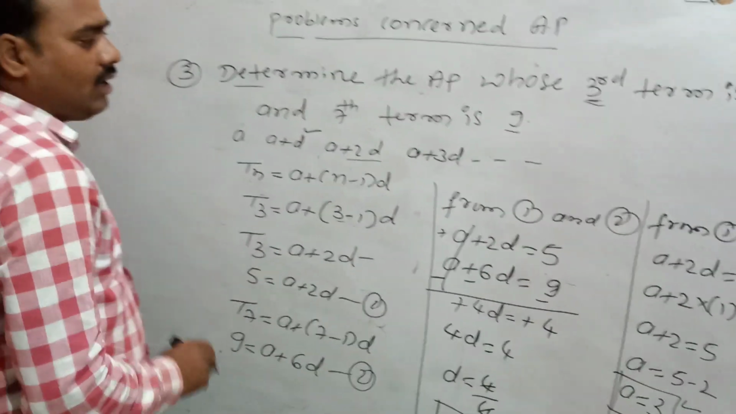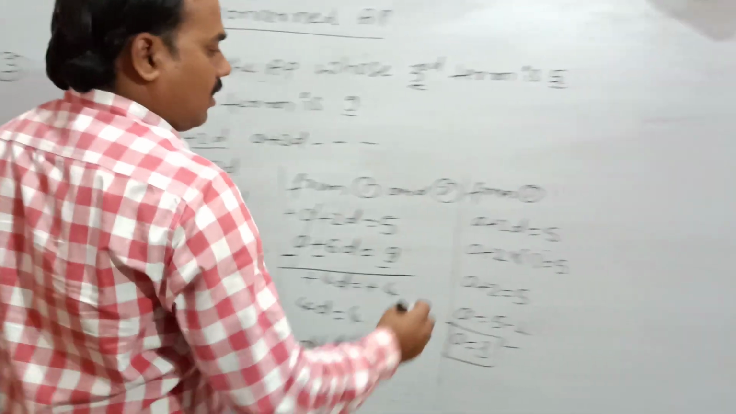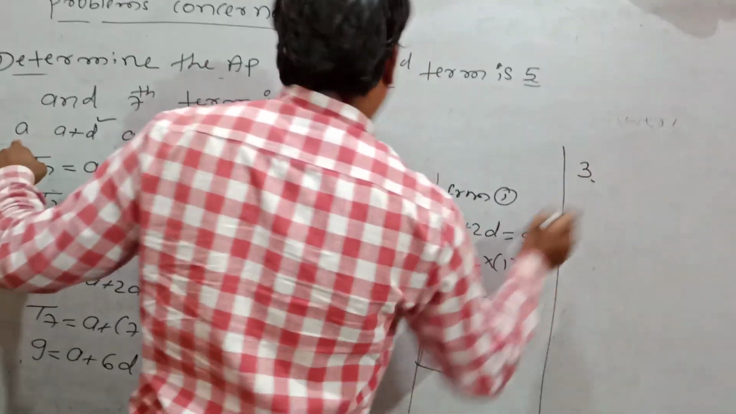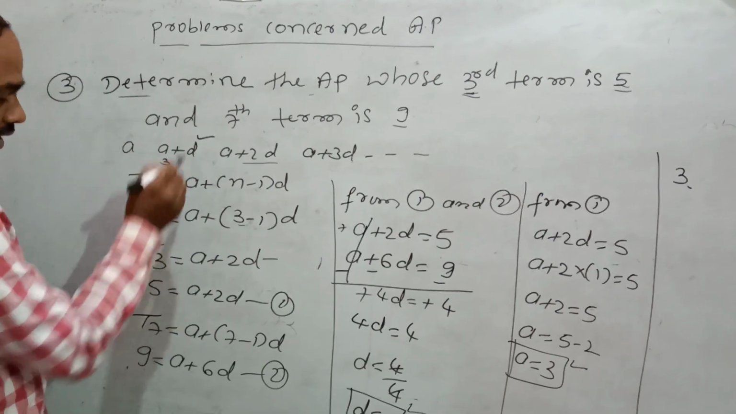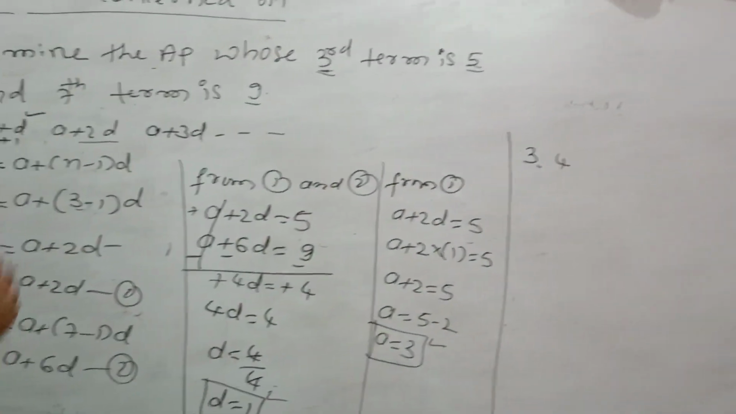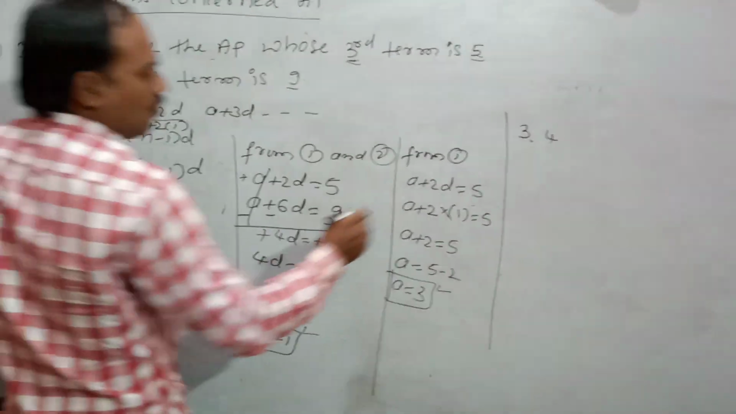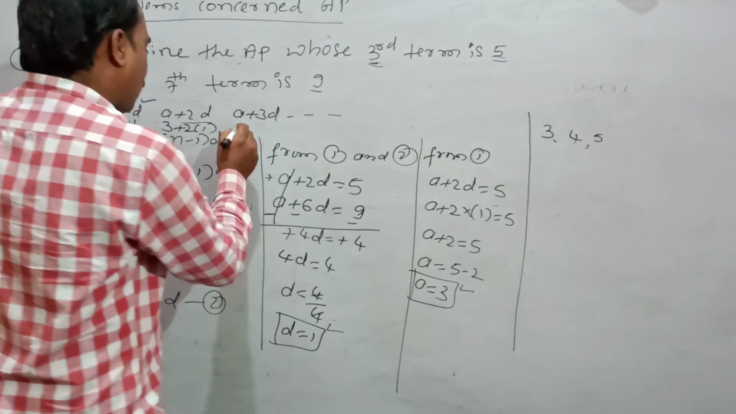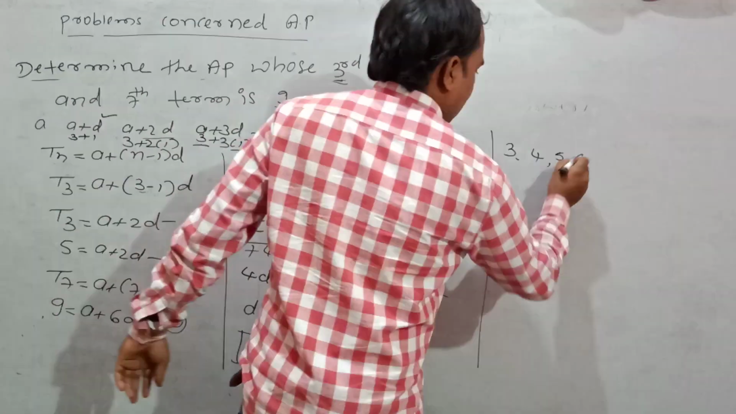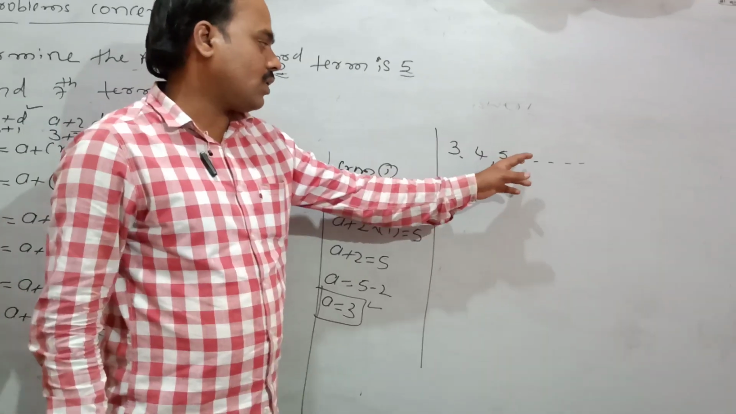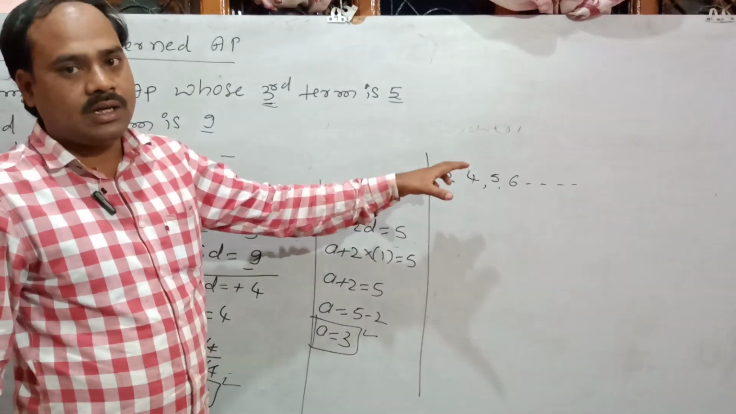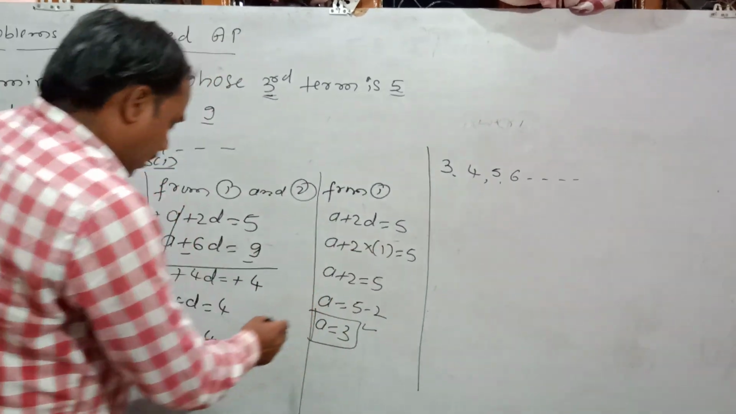When you know the value of a and d, we can easily find the AP. The AP is: first term is a, that is 3. a plus d, a is 3, d is 1, means 3 plus 1 is 4. Next, a plus 2d, 3 plus 2 is 5. Like that, a plus 3d, a is 3 plus 3 into 1, 3 plus 3 is 6. This is the AP. See, in an AP the difference is constant: 6 minus 5 is 1, 5 minus 4 is 1, 4 minus 3 is 1. Therefore in the sequence where d is constant, that is called an AP.